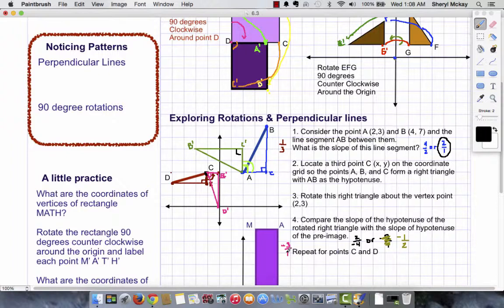The thing that I want us to notice is that the slopes are the opposite reciprocals, or negative reciprocals of each other. I want you to take a look at the slope, again, of these hypotenuses. So here's a hypotenuse, and then here's a hypotenuse.